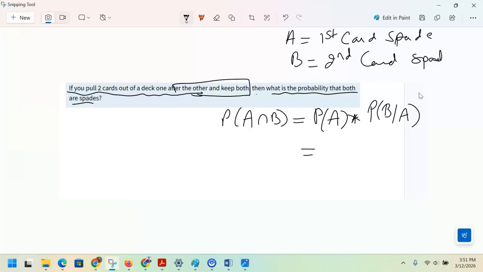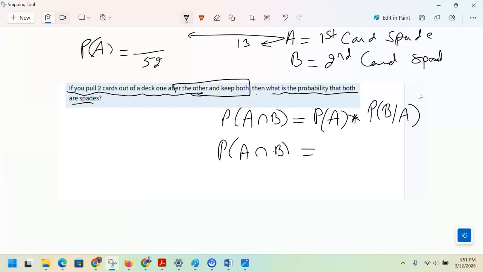Now, to answer this question, the probability both are spades: the first one is a spade, the second one also is a spade. Let's write the probability that the first card is a spade card. Since there are 52 cards, and there are 13 spades, that will be 13 out of 52.